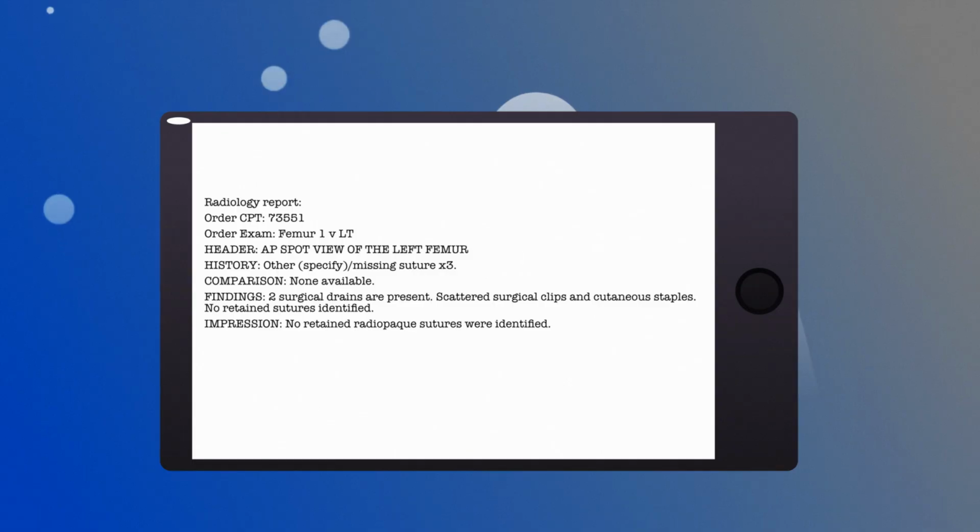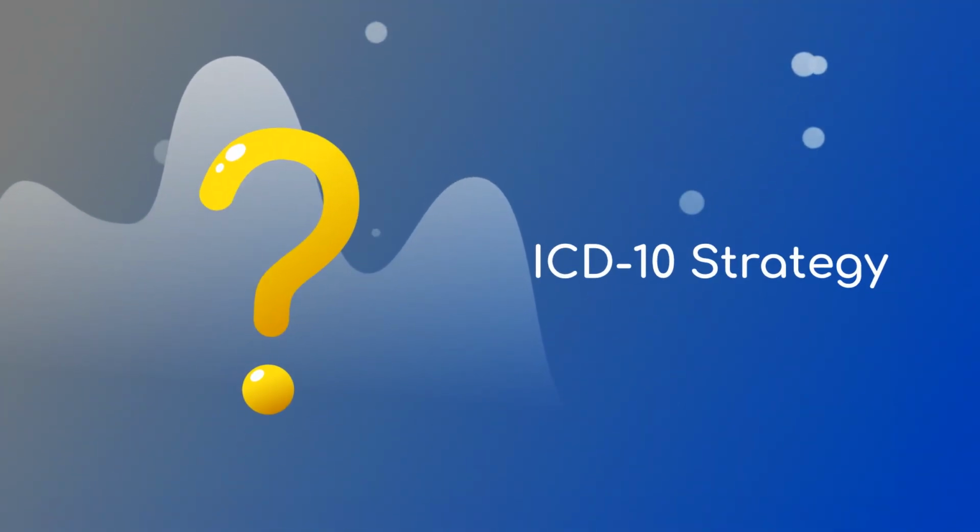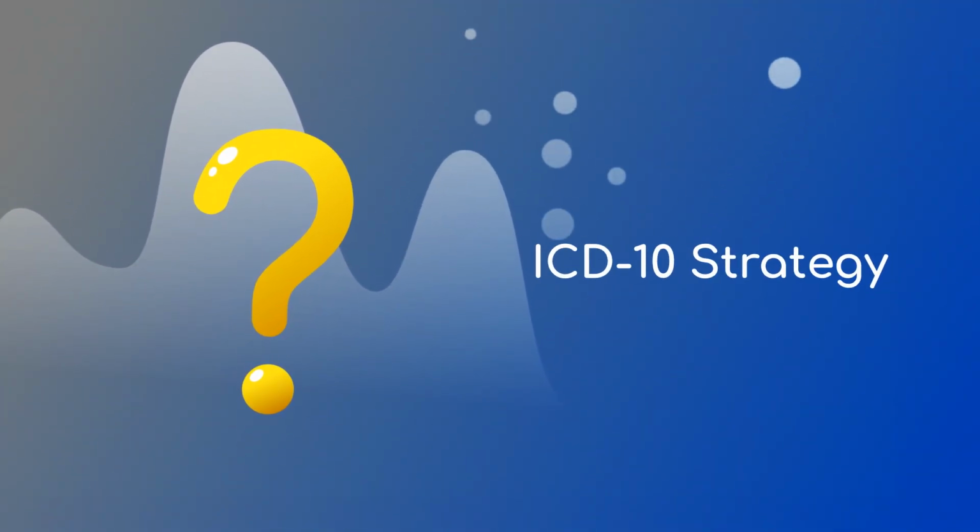Let's look at the views. AP spot view of the left femur, that's a total of 1 view. This qualifies for CPT code 73551, Radiologic Examination Femur, 1 view left. Now, let's choose the appropriate diagnosis code based on the clinical history and chart findings.